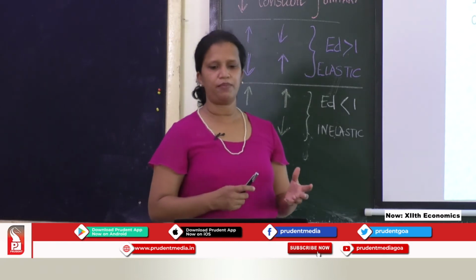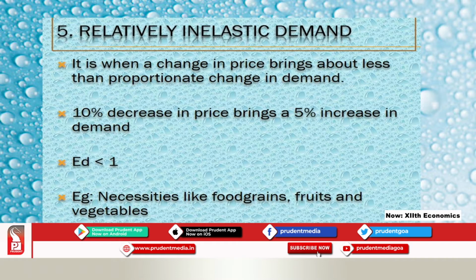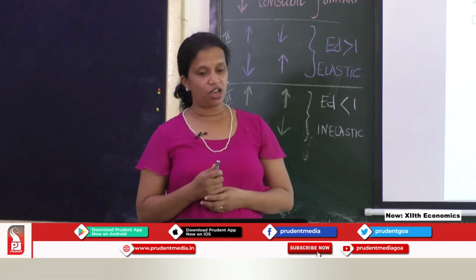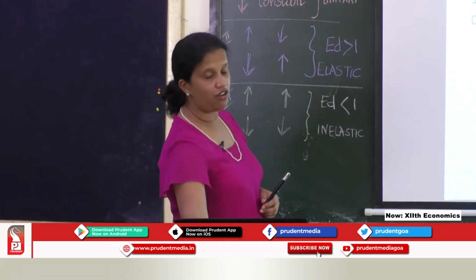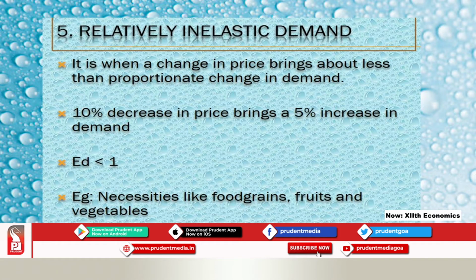Now, let us see what happens. So, in case there is a 10% decrease in price, price has decreased by 10%. What happens? Demand will increase, but by how much is demand increasing? By just 5%. So, that means demand has not reacted much to this change in price. So, now, in case of relatively inelastic demand, what will be the value of ED? ED value will always be less than 1.